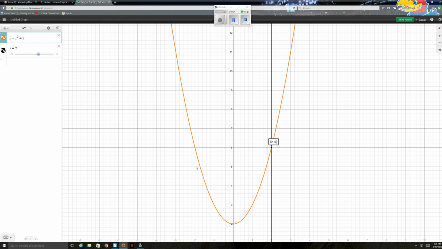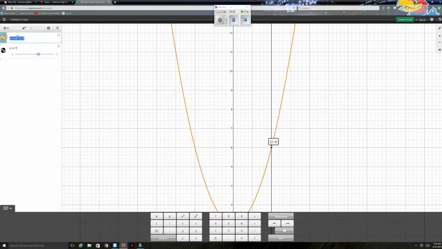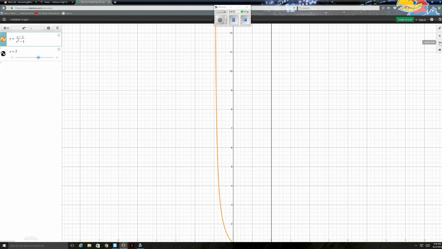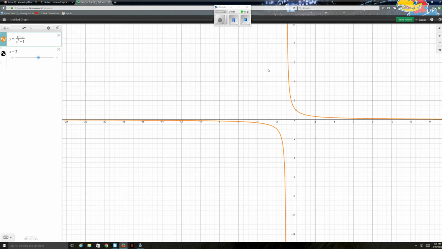We'll look at some examples in class to look at some of those other things, but let me give you a quick example here: x minus 1 over x squared minus 1. Here's a nice hyperbola, and hopefully you recognize that at 1 it's undefined. And it has an asymptote here at x equals negative 1, and you can see that asymptote.